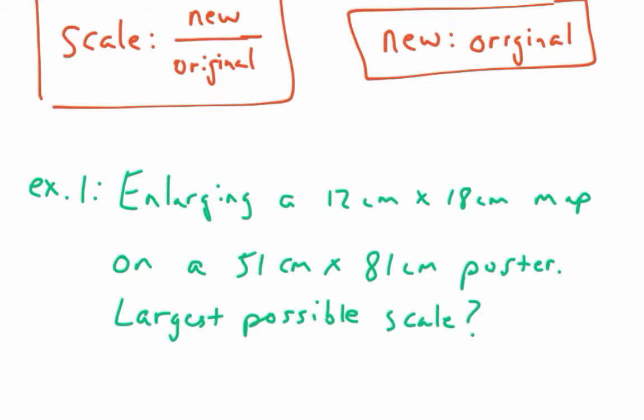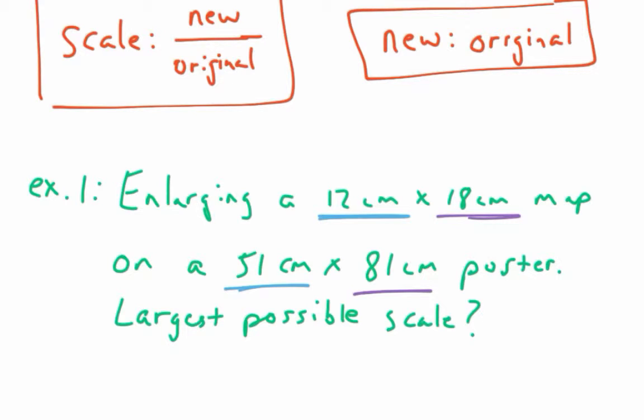And I'm going to break this up really into two problems. I'm going to say, all right, I have my 12 centimeters and my 51 centimeters. What's the scale change that I can do for that? And once I'm done with that, I'm going to do the same thing for 18 centimeters and 81 centimeters. What's the scale change there? And then we'll see which scale change do we keep. So I'm going to use my equation there, my new divided by the original. And I'm going to start out with the blues.